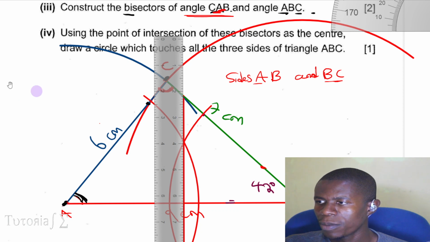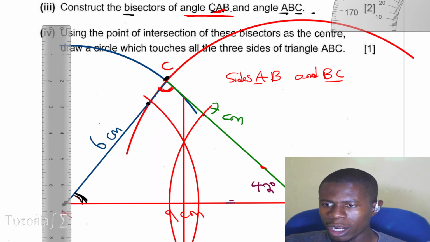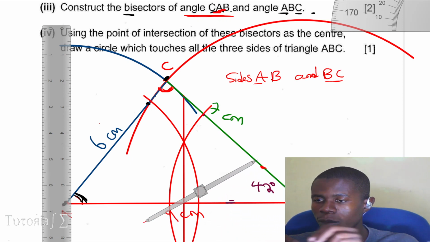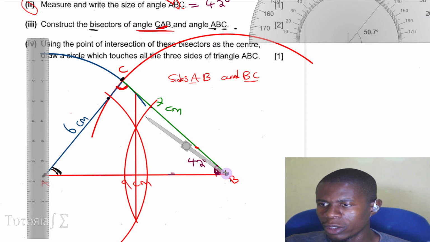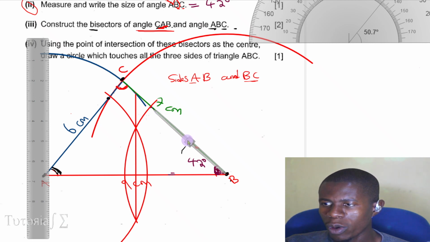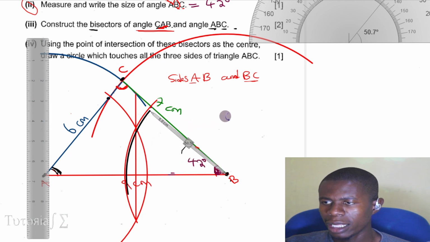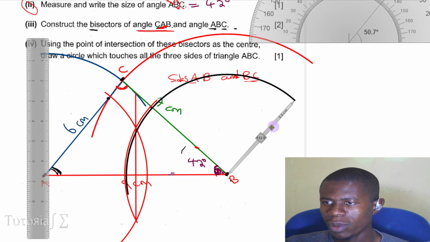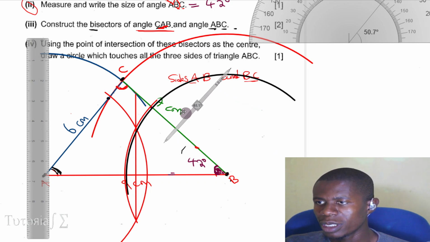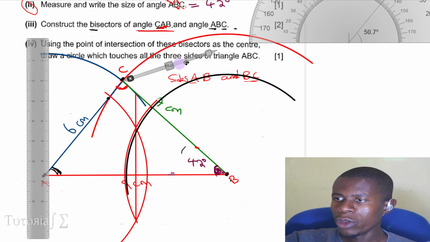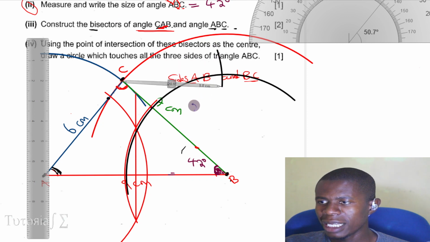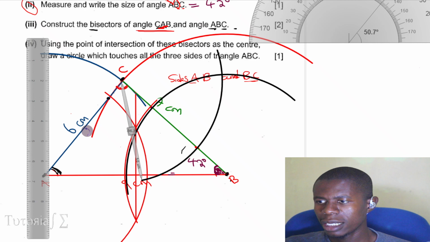So from B to C, get your compass, you put your needle on B, then you measure a length of more than half, just like before, which is about there. Then again, you're going to make arcs. You extend your compass like that, then you make an arc like that. Make it as wide as possible. Then the same length, you put it on C since we are dealing with the line BC. You make another arc, so make sure that the arcs are meeting on two points.